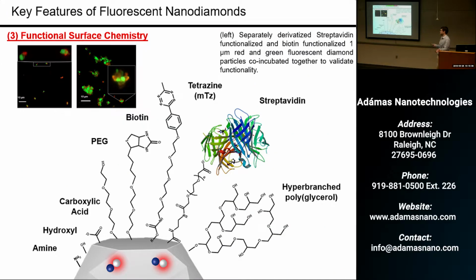A third key feature is the functional surface chemistry. In general, we have a very diverse scheme of surface chemistry we can do with diamond, ranging from traditional organic to biological species. Any click chemistry is available.